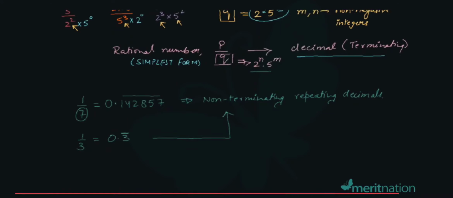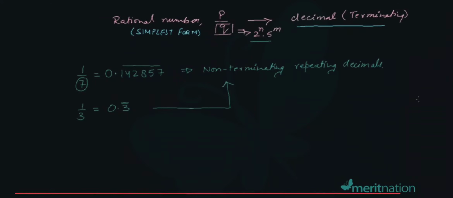Therefore, you can conclude with these two examples and many more such examples that whenever a rational number of the form p by q does not have this q equal to 2 to the power n times 5 to the power m, then the decimal you're going to get will always be non-terminating. Will always be a non-terminating recurring number.